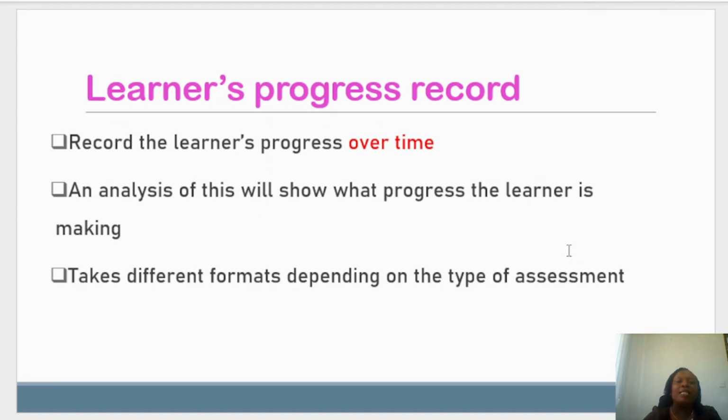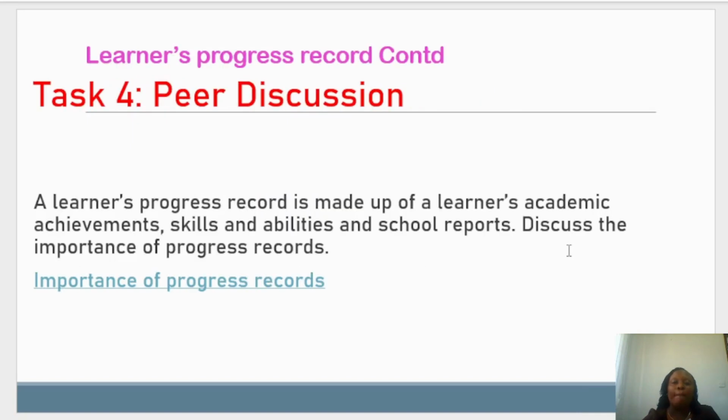Then we go to the learner's progress record. This is a record of the learner's progress over time. So it is not within a day, it is over a period of time. An analysis of this will show what progress the learner is making. You can see where the learner was at the beginning, where they are as you continue, and you continue recording. At the end of that time, you can be able to see what improvement has been done. So it takes different formats depending on the type of assessment that the teacher wants to employ.